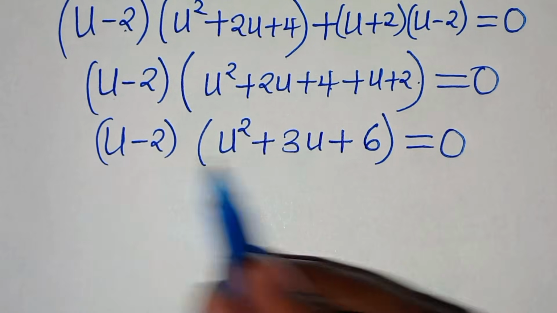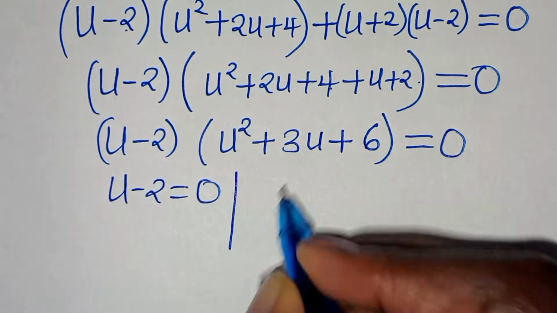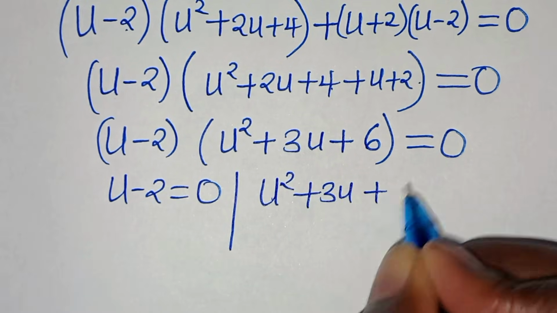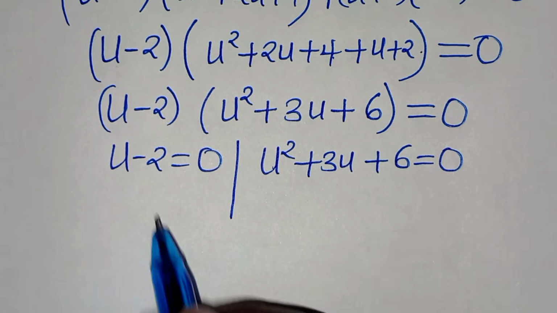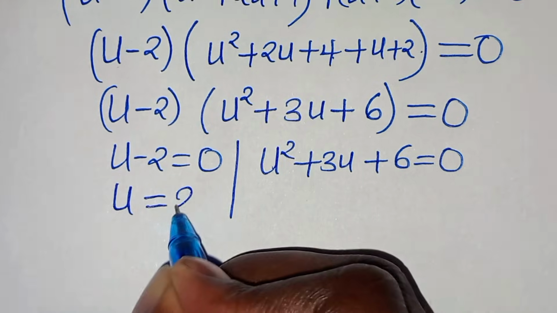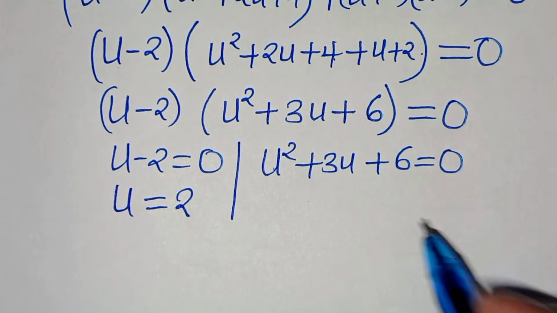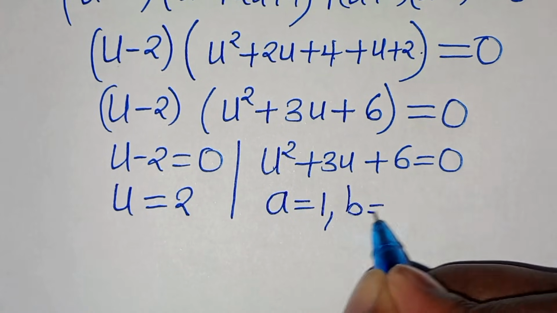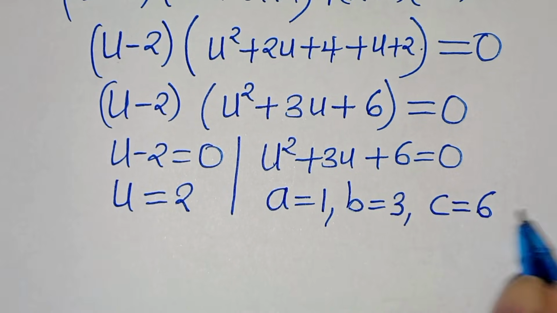So we have got two parts here. We have u minus 2 equal to 0, and we have u squared plus 3u plus 6 equal to 0. From the first part here, we have that u is equal to 2. The second part here is a quadratic equation where we have a equal to 1, b equal to 3, and c equal to 6.